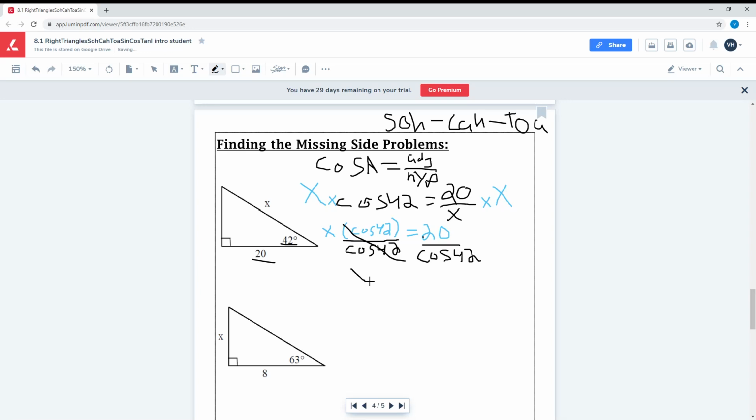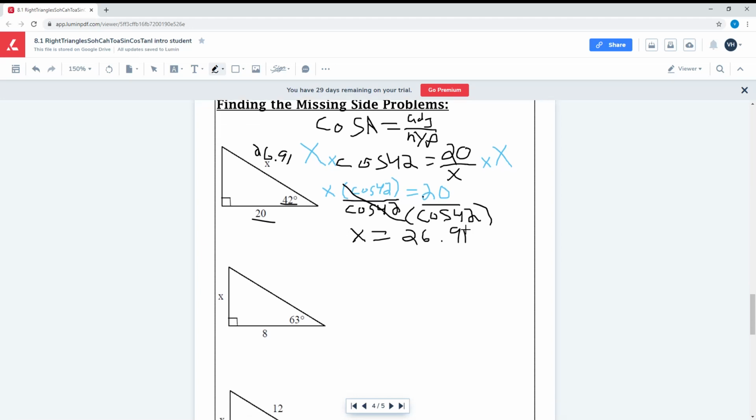Okay, so our answer is going to equal this on a calculator. You punch it in, 20 divided by cos 42. Make sure you put brackets around here. And this is going to equal 26.91. I don't know if it was centimeters or anything, there weren't any units. But this length is 26.91. Okay. So hopefully you understood all that scribble.